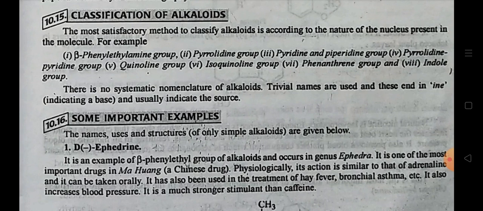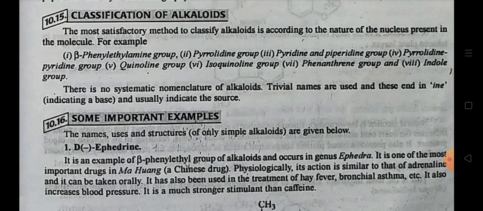the molecule. For example, first is beta-phenylethylamine group, second is pyrrolidine group, third is pyridine and piperidine group, fourth is pyrrolidine-pyridine group, fifth is quinoline group, sixth isoquinoline group, seventh phenanthrene group, and eighth indole group.